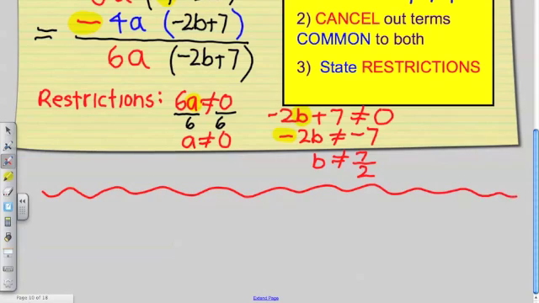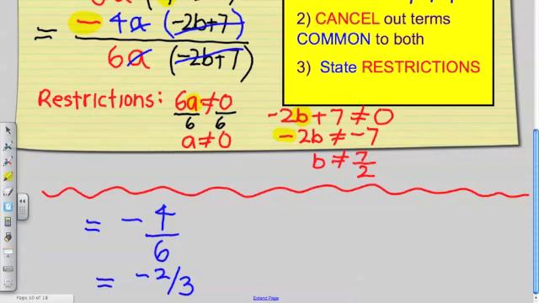Now that I've stated the restrictions, we can go on with solving the question. If we remember the last step, cancel out terms that are common to both. What is common to both my numerator and my denominator? What do they have in common? Jensen, what do you think? Good, so I can cancel that out. What else do they have in common? Yeah, they have two A's. We can cancel that out. So I'm left with negative 4 over 6, which can be reduced to negative 2/3.